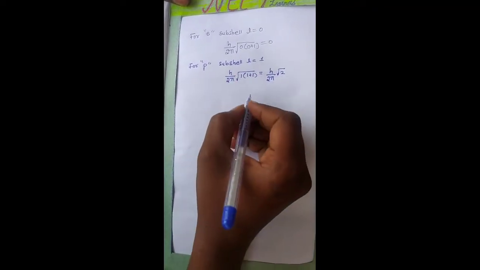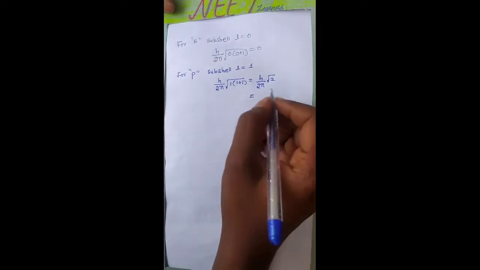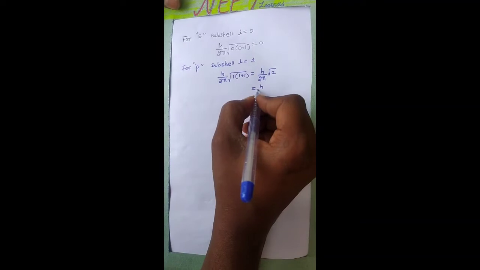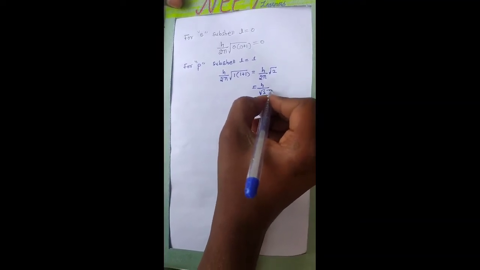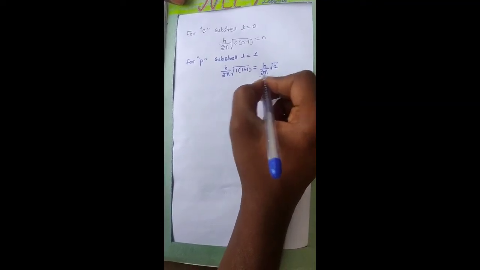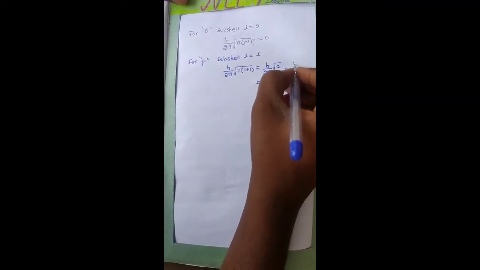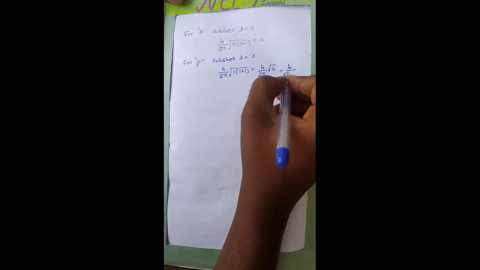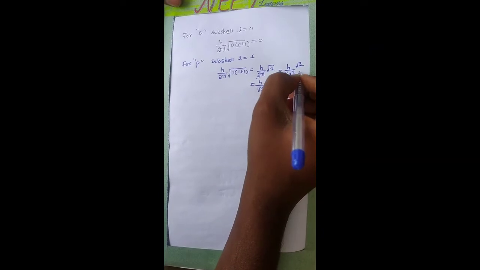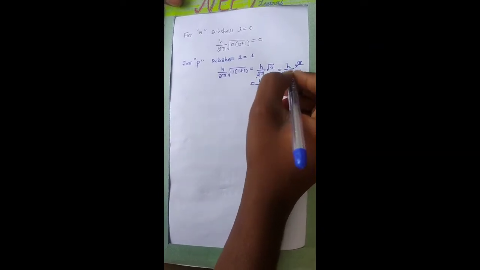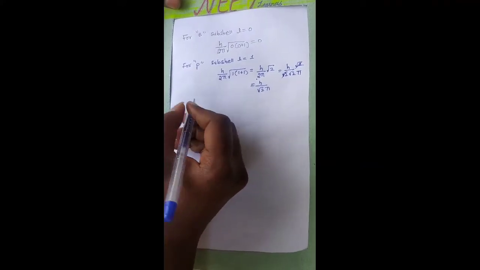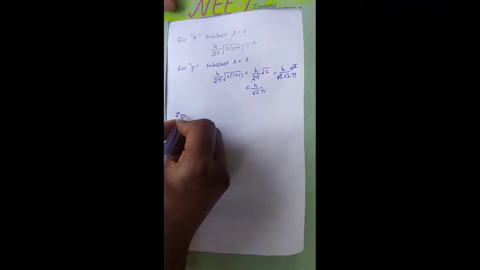Okay, students? h by 2 pi is also written as h by 2 root pi. How? Let's see like this. 2 we can write as root 2 into root 2. Yes, students? So root 2 cancels. The remaining is h by root 2 pi. And the same thing we also apply for the D subshell.